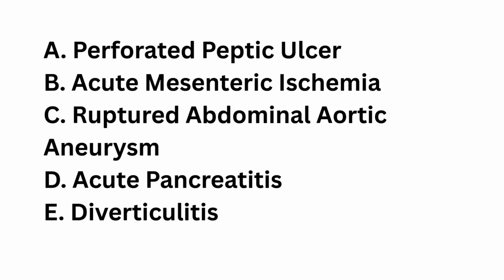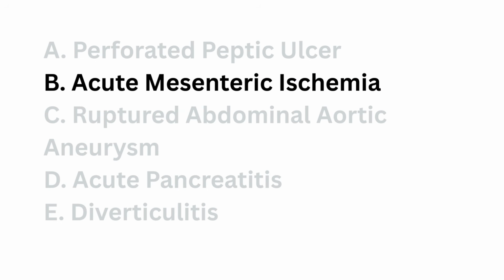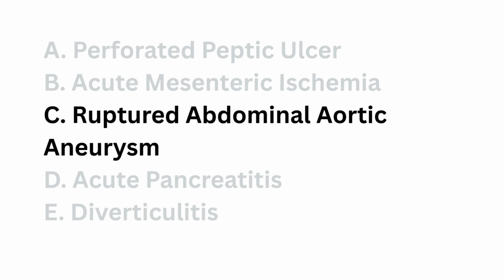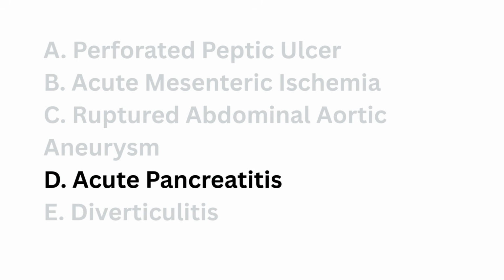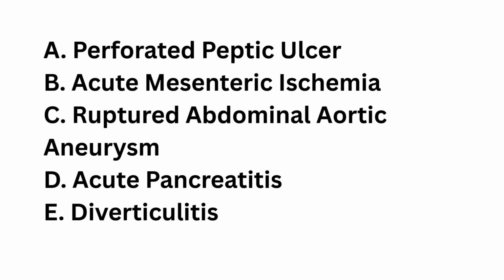Option A, perforated peptic ulcer. Option B, acute mesenteric ischemia. Option C, ruptured abdominal aortic aneurysm. Option D, acute pancreatitis. And option E, diverticulitis. Okay, let's say you're blanking on the specific symptoms. Let's look at the options logically. We can group these answers.